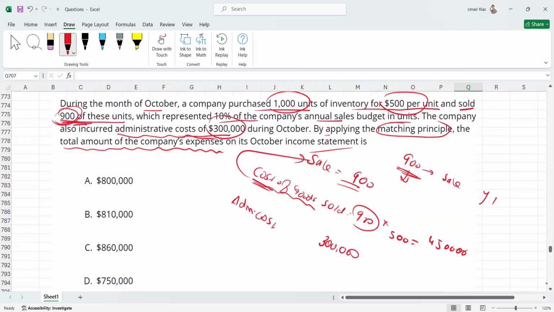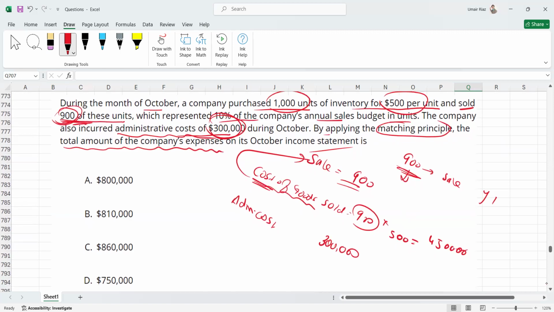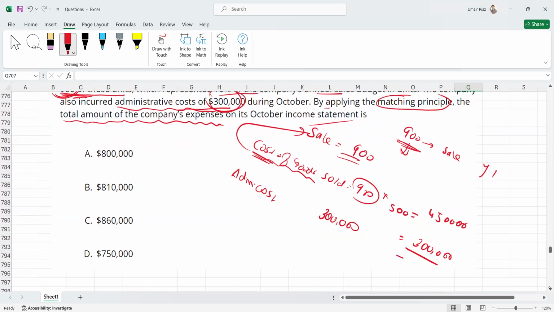Then we have an administration cost, which we also incurred in the same accounting period, that will also be added. So the total value is going to be how much? 750,000. This is the total expense, because he asks for the total amount of the company expense which will be recorded in the same accounting period by using the matching principle. This should be 750,000. So which is the correct option? D option.